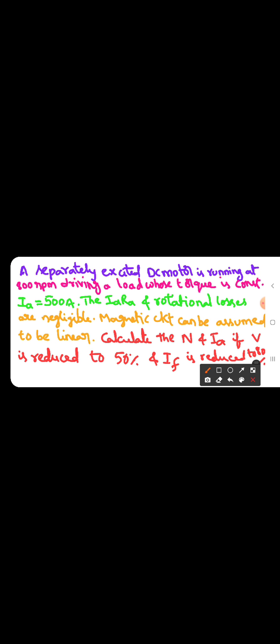Then armature current is given, which is 500 amperes. The IaRa drop and rotational losses are negligible. The magnetic circuit can be assumed to be linear. Calculate the speed and armature current if terminal voltage is reduced to 50% and IF is reduced to 80%. As the armature resistive drop is negligible, write the equation for terminal voltage as V is equal to EB.